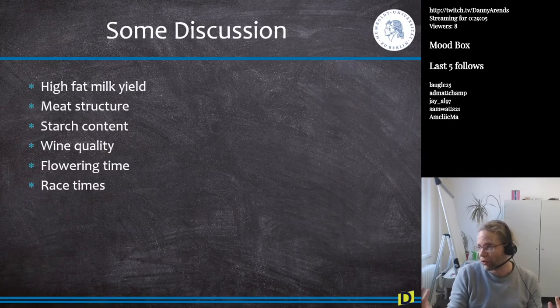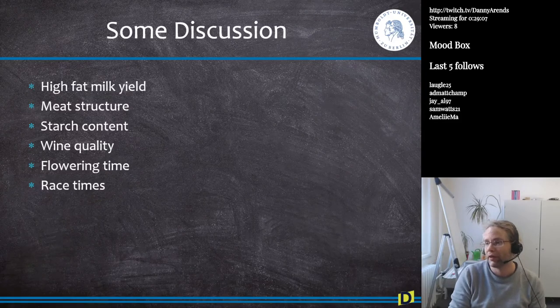Flowering time is, of course, very quantitative, because you can just measure it in the number of days. And then race times are again discussable. Race times are, of course, measurable in a quantitative way. However, the fastest horse is not always the best horse, right? Depending on what you want, if you want a horse which is good at stamina, then stamina and highest top speed are not correlated.